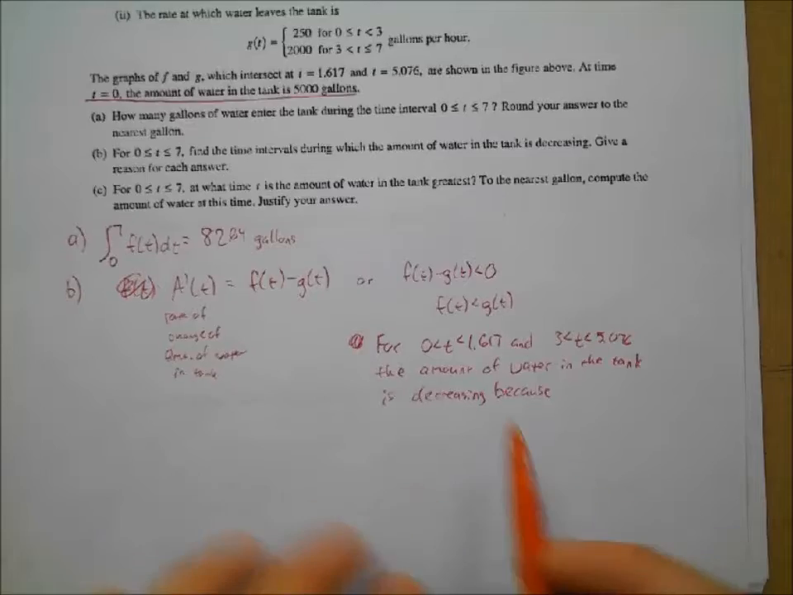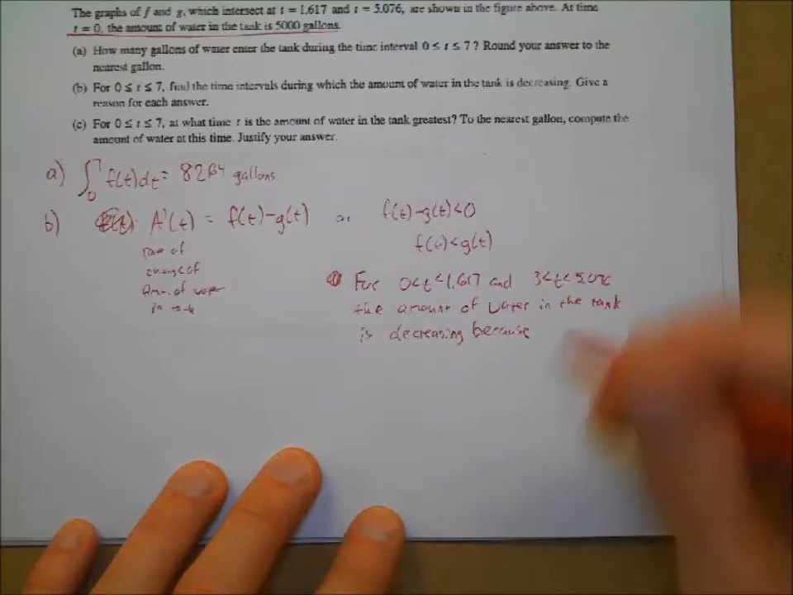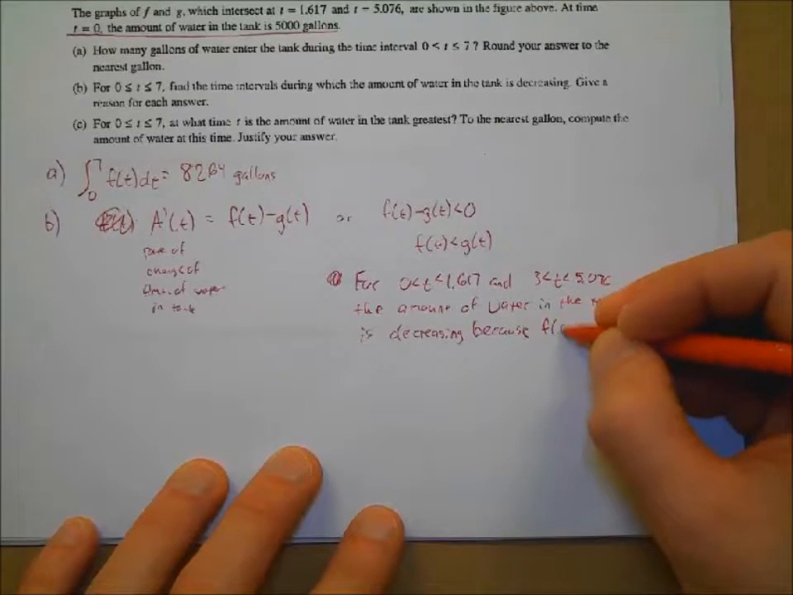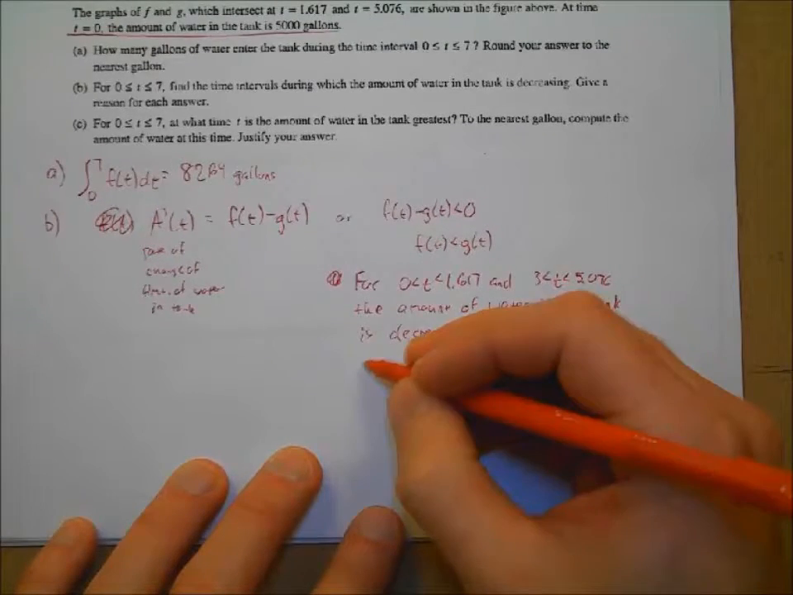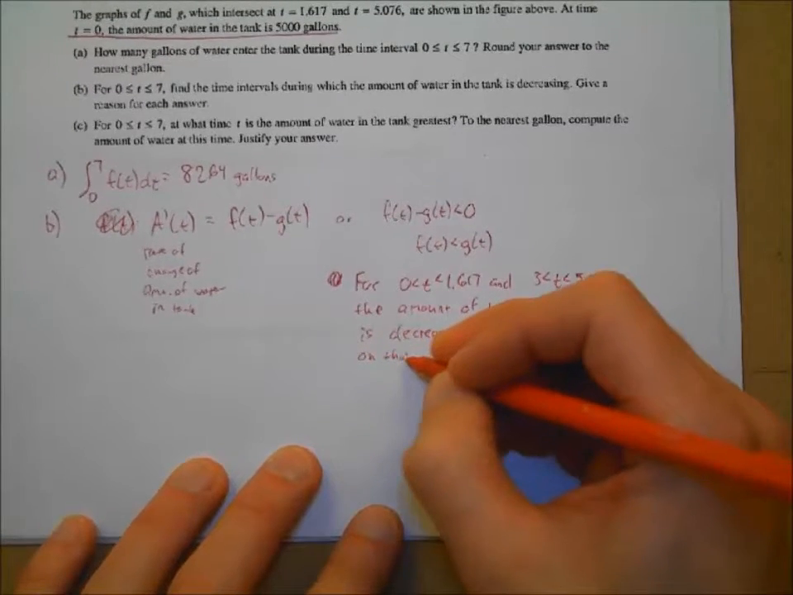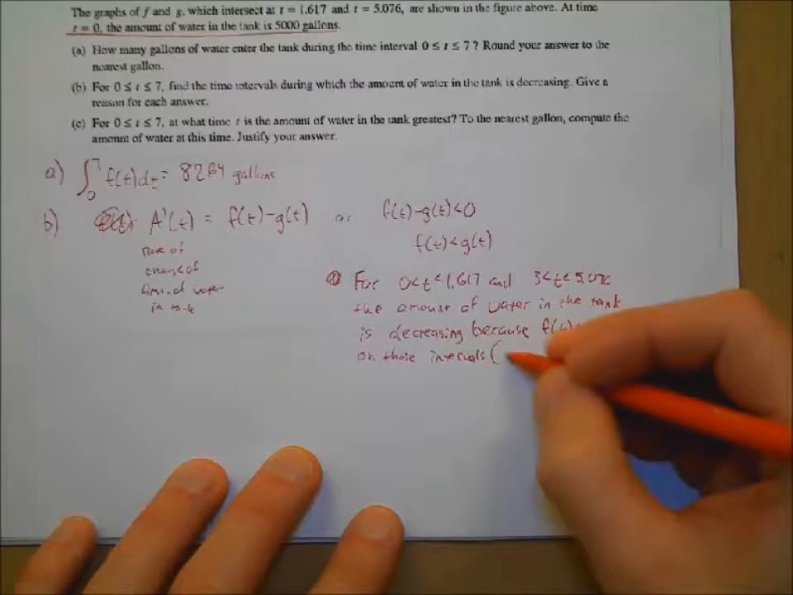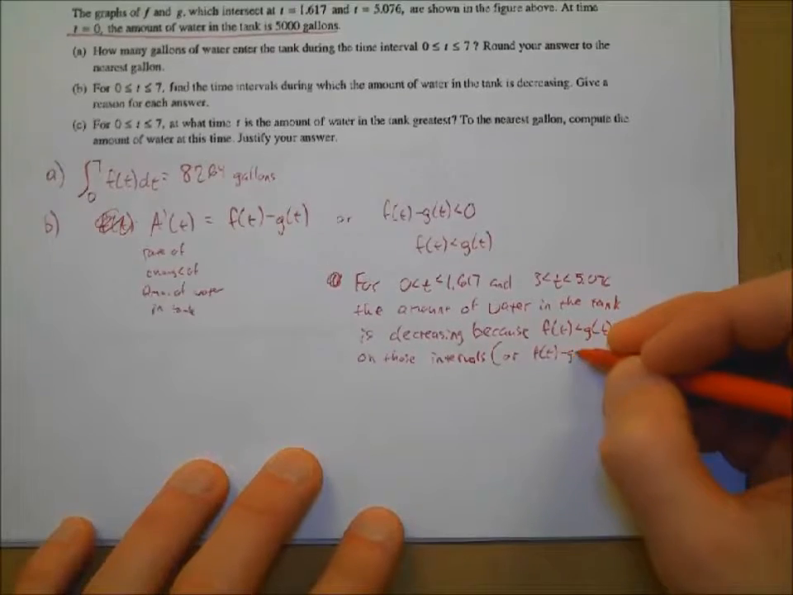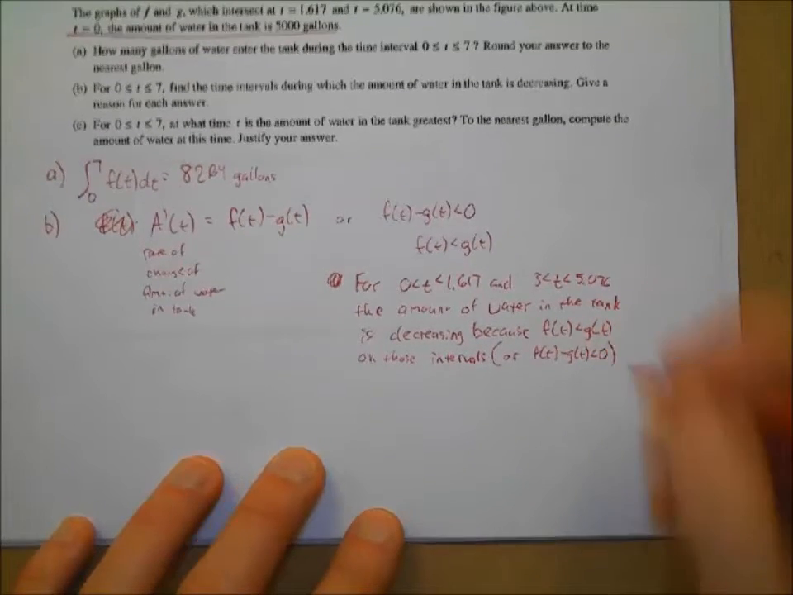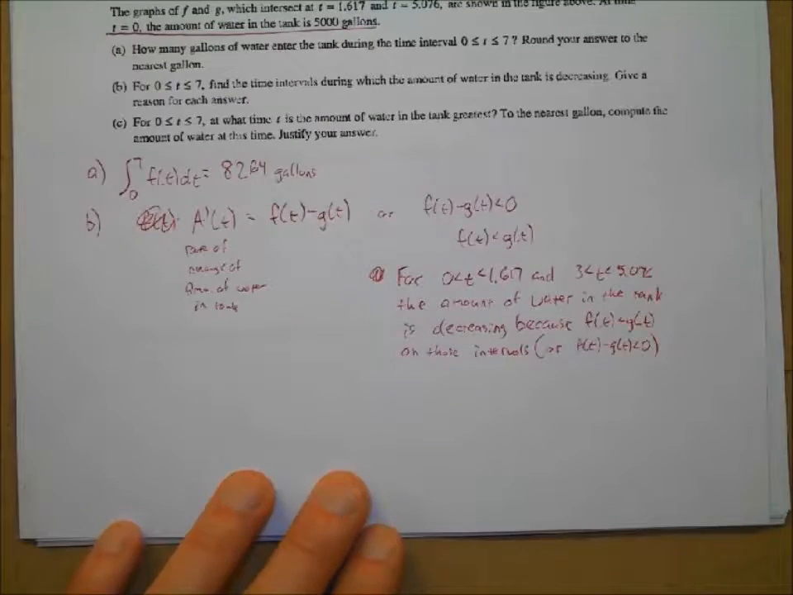Because it says give a reason for each answer: because f of t is less than g of t on those intervals, that's what we're looking for. Or you could say f of t minus g of t is less than 0, that quantity. You can say it either way, one of those two. Okay, that'd be part B there.